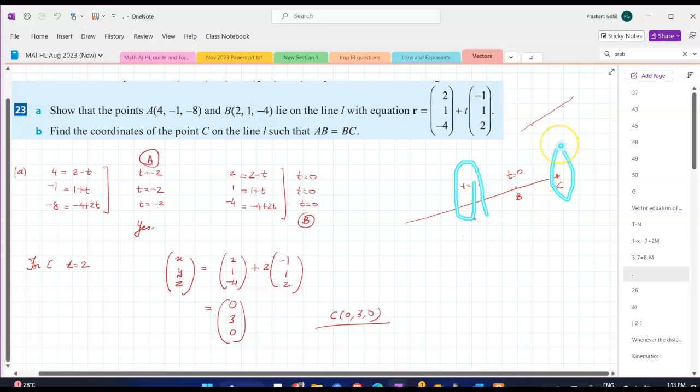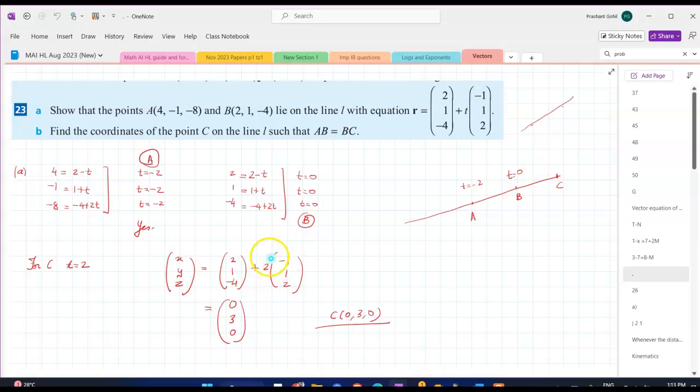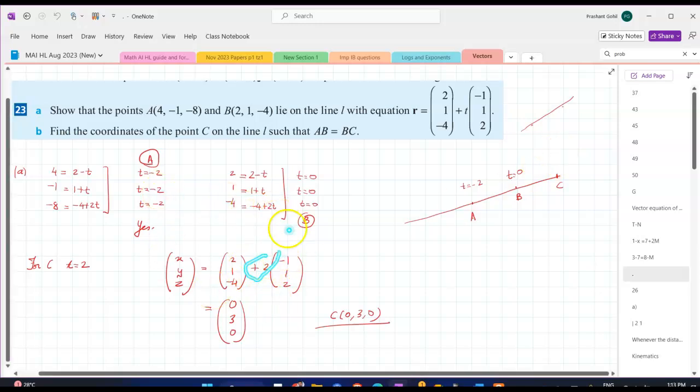So what will this be? t is equal to 2. So you take t is equal to 2, put it in the equation, and you'll get the coordinates of point C. They can give you any ratios, okay? Find a point D so that this ratio is 1:2. Okay, so you take t is equal to 4.